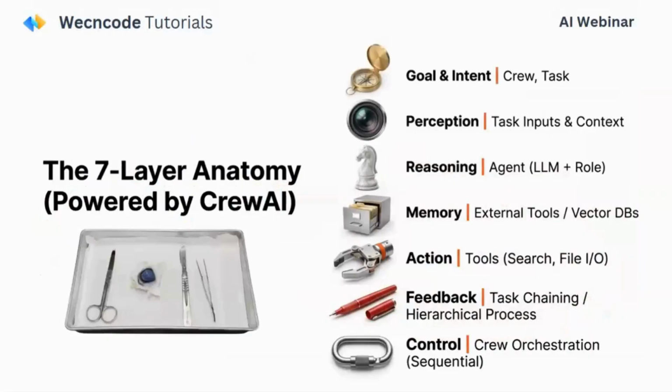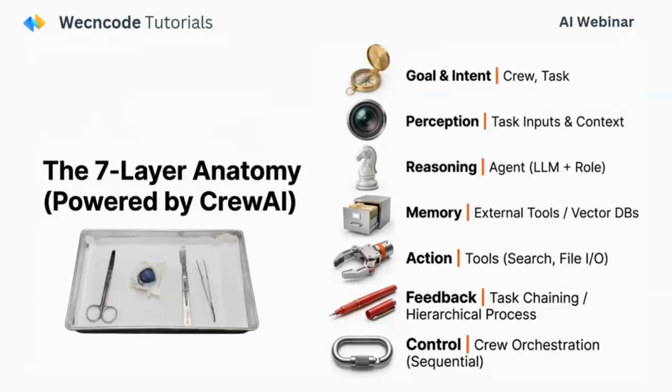First, the goal and intent. Now, Crew AI uses crew and tasks. Look at the name, crew. Crew is more like a collection of workers doing one particular thing. So if we have an organization, the people in charge of the running of that organization are more like a crew, and each of the crew has a task to perform. And so the first part in the anatomy of agentic AI is the goal and the intent. So every crew has a task to perform.